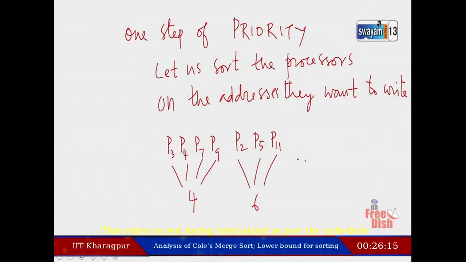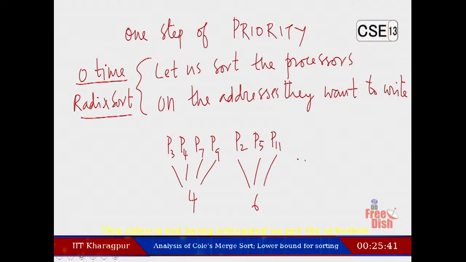So the processors will be grouped by the location in which they want to write. That is, if we sort the processors on the addresses in which they want to write, we will get the processors that want to write in the same memory location together. But how much time will this sorting take on a parallel comparison model? The sorting will take 0 time. Because what we do here is radix sort. Radix sort doesn't compare the key values.